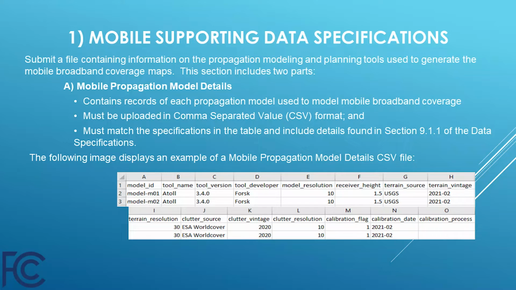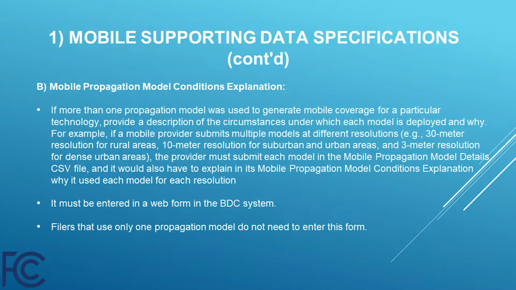Similarly, terrain resolution and CLUTTER data resolution are measured in meters. And while the values may be approximate for datasets measured in arc seconds, they must be greater than 0 and less than or equal to 100. The model calibration process is a text field in which the filer must provide a brief narrative summary of the process used to calibrate the model.